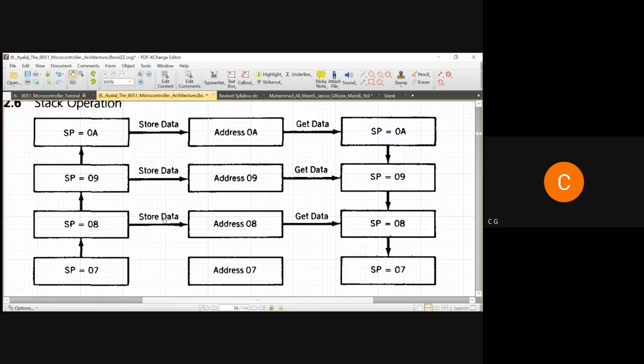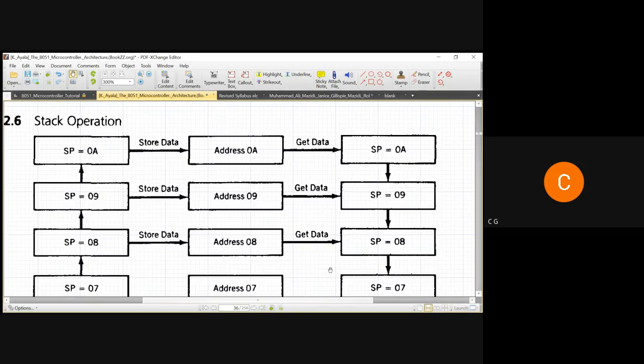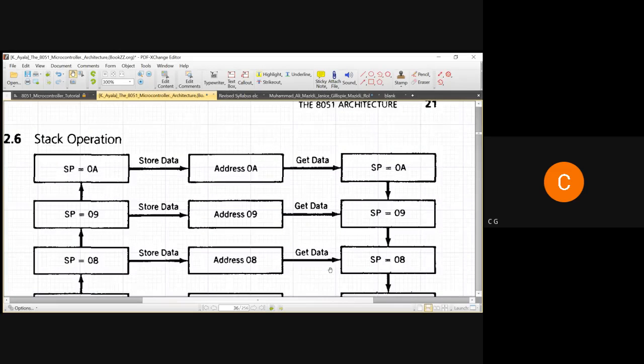Then it takes out the data and moves it into register B, and the stack pointer again comes to 07. When you say add two numbers, it takes the first number in the accumulator, the second number in register B, adds these two numbers in the accumulator, and all these things will be here. And as you do the addition, the data will again decrement in the stack and it will come to 07. So this is a simplified way I wanted to explain the stack operation.